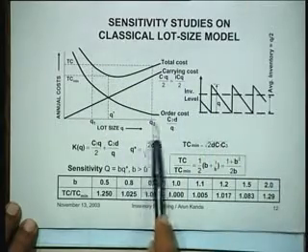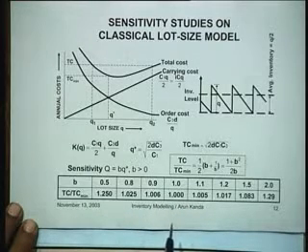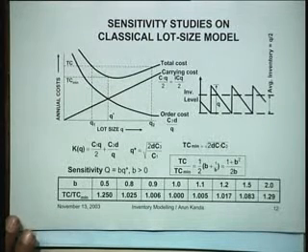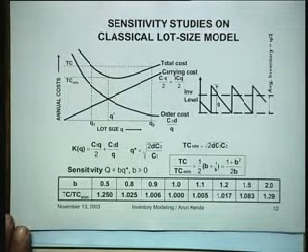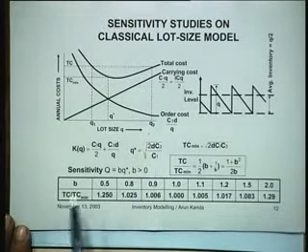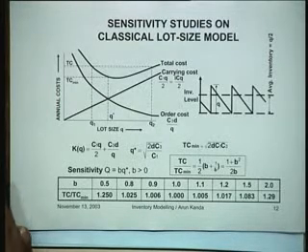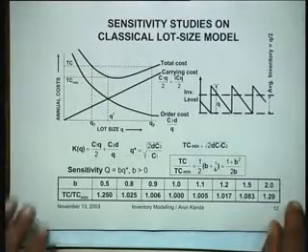So an increase of 20% will lead to little cost increase, but a decrease of 20% would lead to a significant cost increase. So this gives you a very good rule of thumb that when you are calculating lot sizes, it's always better to increase or round off values to the higher side rather than to the lower side, because the costs are much higher on the left hand side than on the right hand side. So this is an insight that you get by doing a sensitivity analysis on the classical lot size formula.